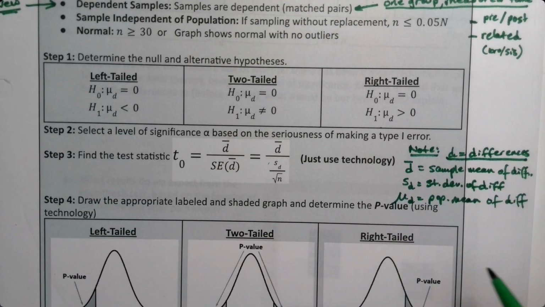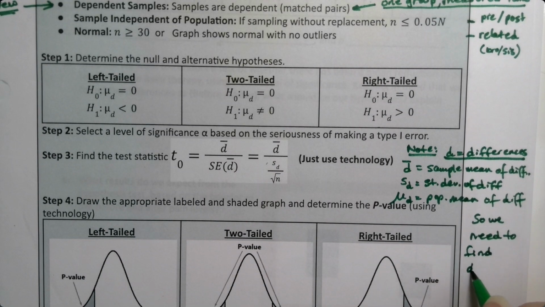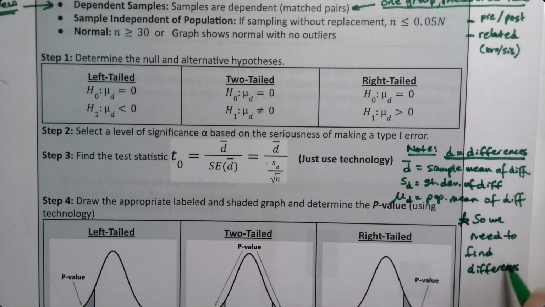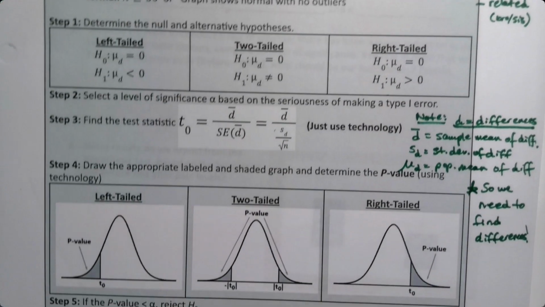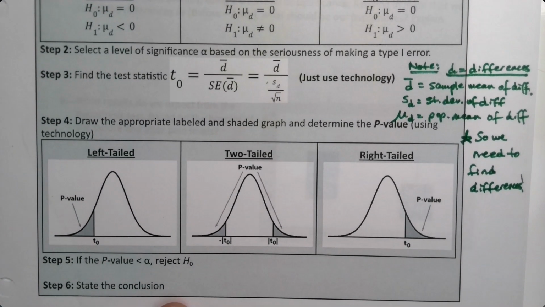But that means that we're going to have to find the differences first. Well, except StatCrunch will do it. But we'll have to write this. We'll need to find the differences. So I'm just going to put a little star here. This is unique, right? This doesn't happen in the rest of this chapter. It happens specifically in matched pairs because the differences are what we're working on.